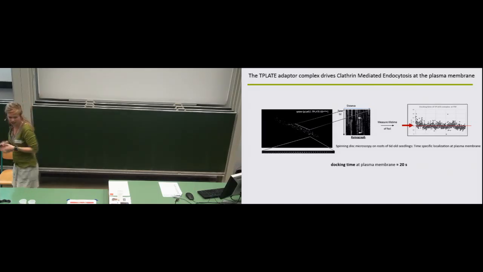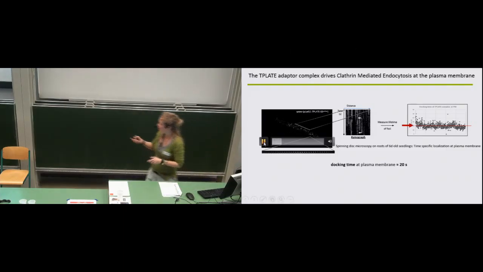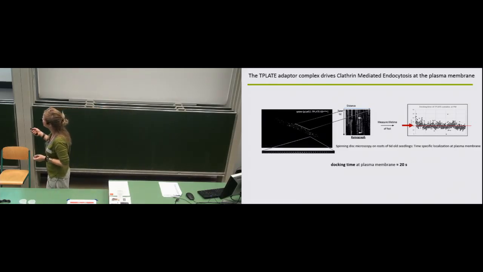And what you see here is that the signal coming from our T-plate will form distinct foci that appear and disappear every time. You can actually measure the lifetime of these foci by a kymograph. And when we put them all together, we see that we have an average lifetime of 20 seconds. So what does this mean?